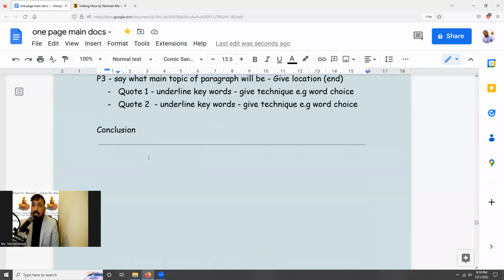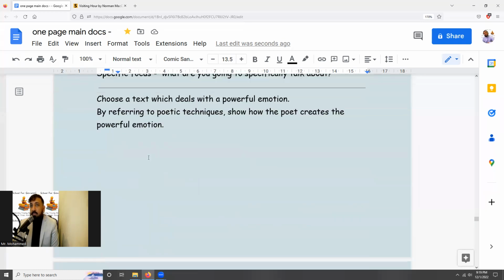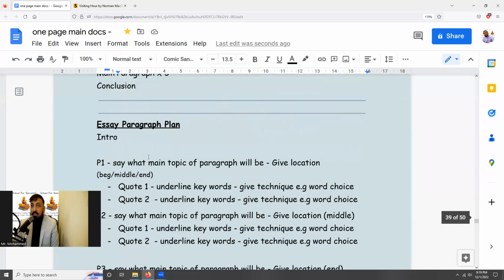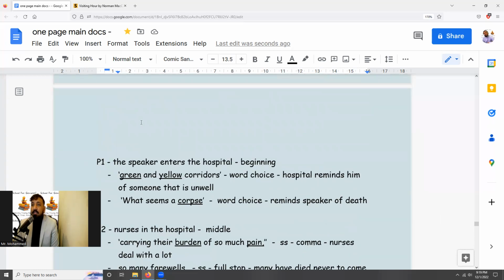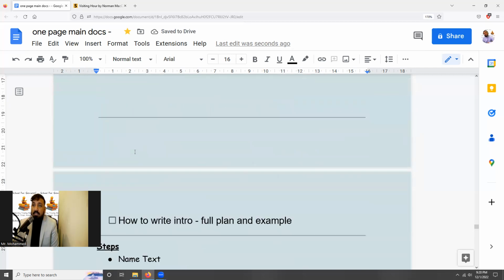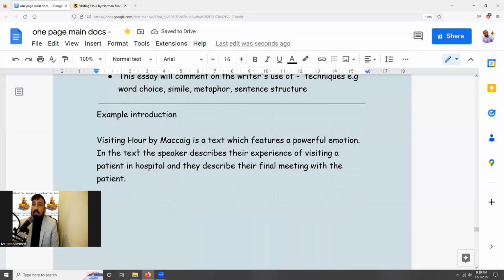So we look at our essay plan and we realize that we're going to talk about, I didn't actually write it here, but if I wrote it here, it would be specific focus: sadness due to patient slowly dying. So that would be the specific focus. The emotion is sadness due to patient slowly dying. So that's what we're going to mention here now.